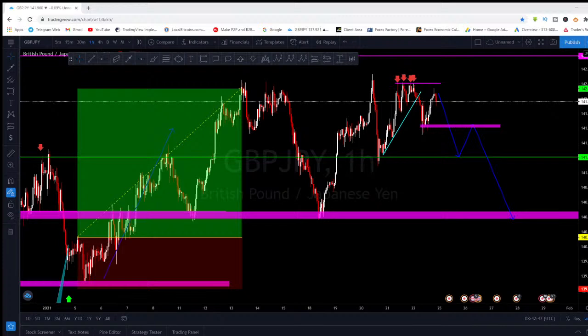Somebody is saying EUR has been confusing me the past week. I see bullish momentum, but it's struggling. Please show us what you see.